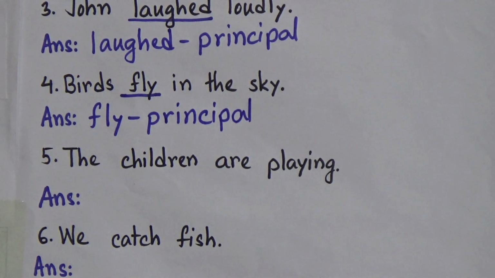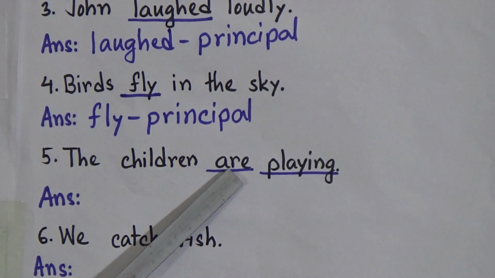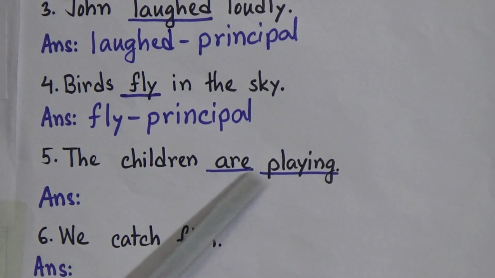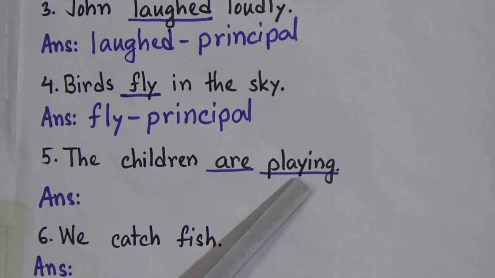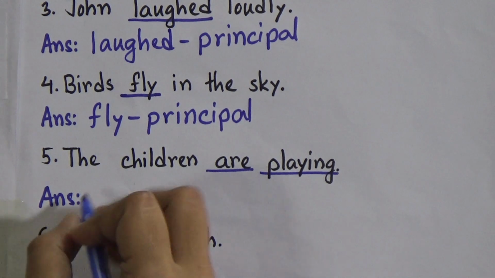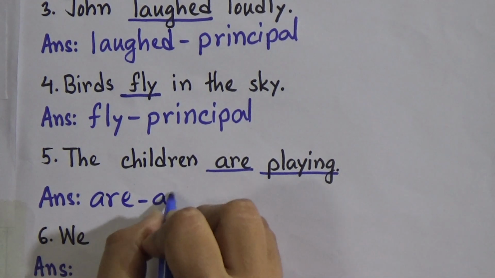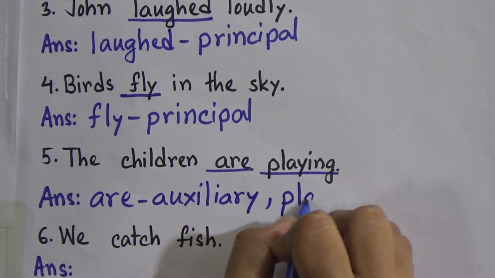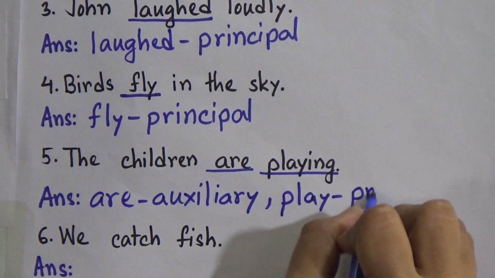Now we will go to number 5. The children are playing. So again there are two verbs, are and playing. So there are two verbs in a sentence. Now we can say that one will be auxiliary verb and another one will be principal verb. So which one is the principal and which one is the auxiliary verb? Now look, here the verb are sits with the principal verb playing. So are will be auxiliary verb and the verb play will be principal.